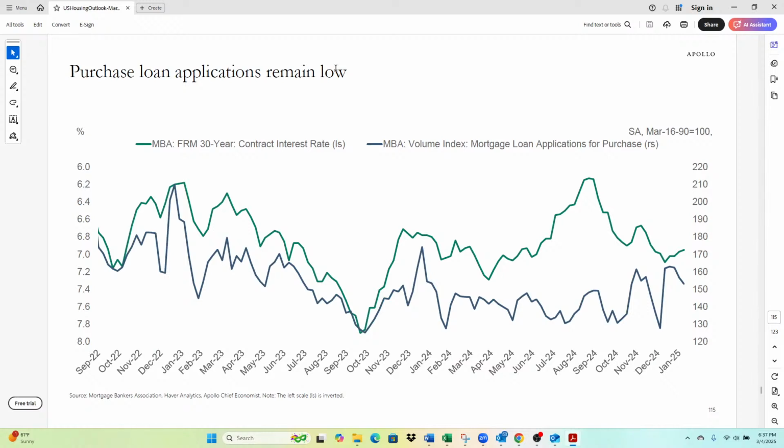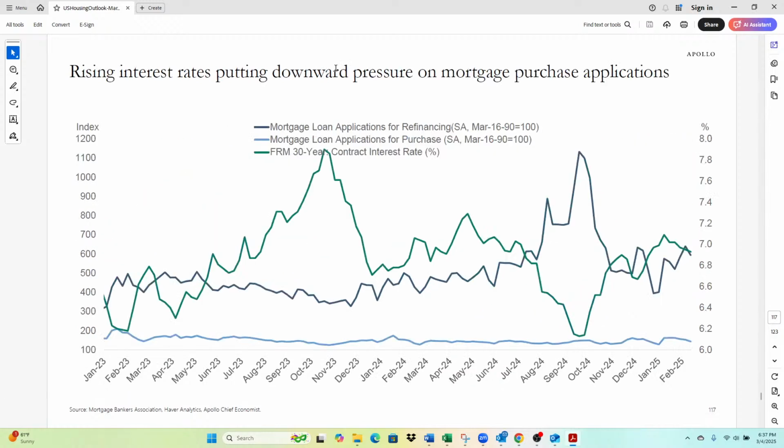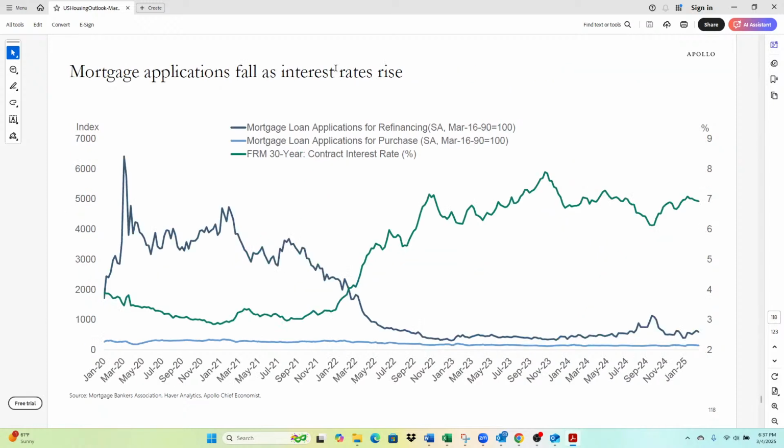Loan applications remain low. Yep, we know that. Here, rising interest rates are putting downward pressure on mortgage purchase applications. We kind of see that. Mortgage applications fall as interest rates rise. Yep, this is a great chart.